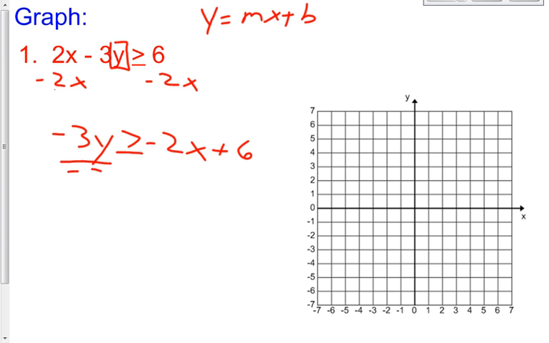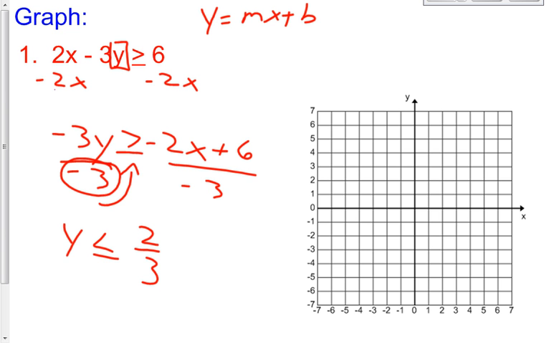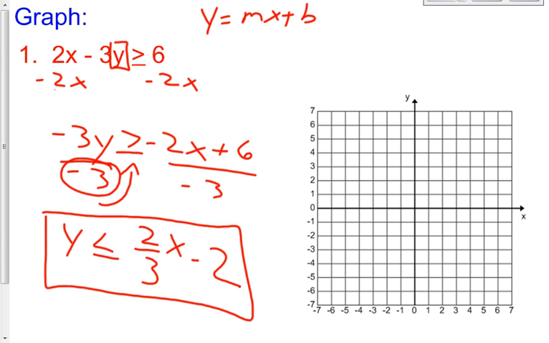So if we divide by negative 3, we now have y all by itself. Remember what happens when you divide by a negative? It changes this sign. So now it is less than or equal to. A negative 2 divided by a negative 3 is a positive 2/3 x. And a positive 6 divided by a negative 3 is a negative 2. So this is the function that you are going to graph, and then you're going to shade accordingly.